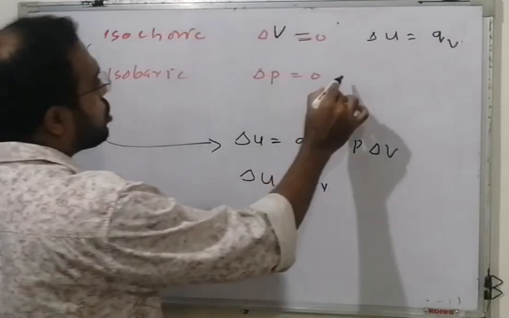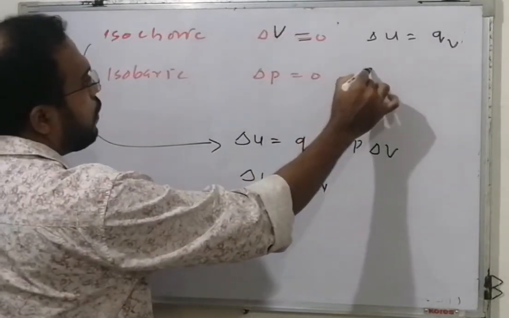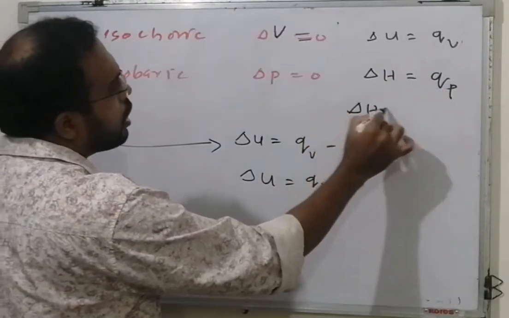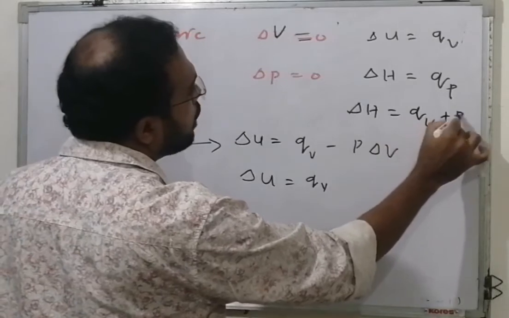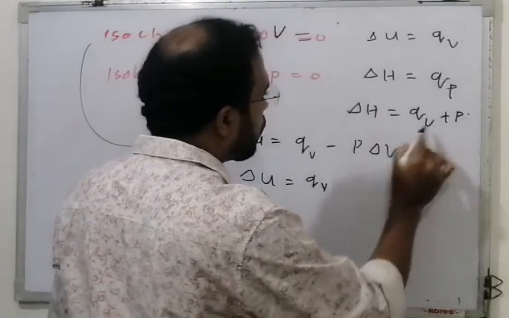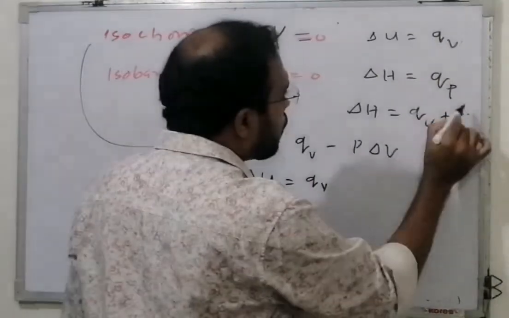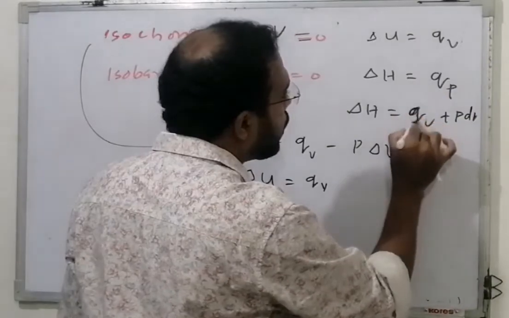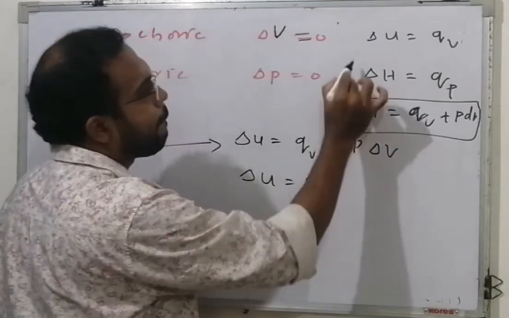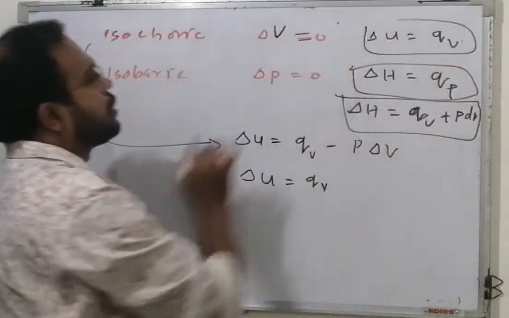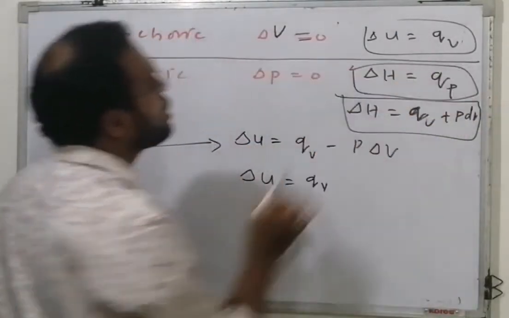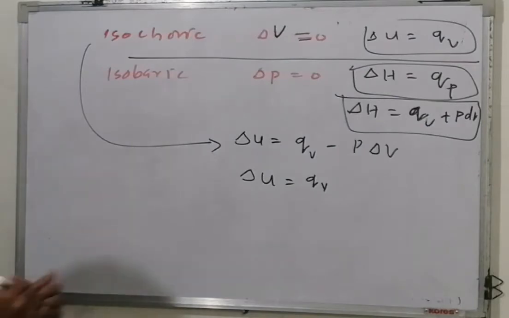For an isobaric process, delta P is equal to 0, where delta H is equal to QP, or delta H is equal to QV plus P delta V, where QV is equal to delta U. Okay, am I correct? Therefore this is for the isochoric process and this is for the isobaric process.